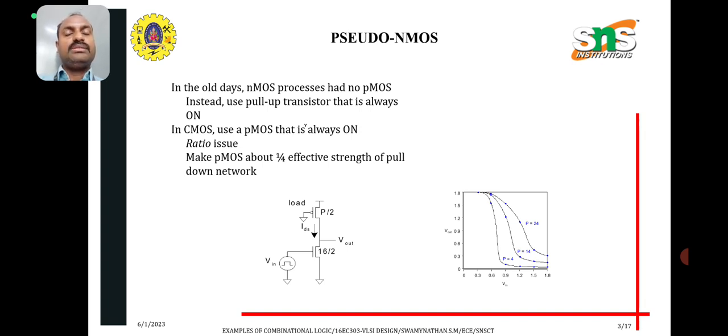And in the pull down network, we just give the input voltage. Look at the diagram: the PMOS gate is grounded. From PMOS to NMOS, the IDS current is flowing. IDS is the drain to source current. The input voltage, V in, is given to the NMOS transistor. The output is collected between the PMOS and the NMOS transistor, that is V out. So this is called the pseudo nMOS logic.